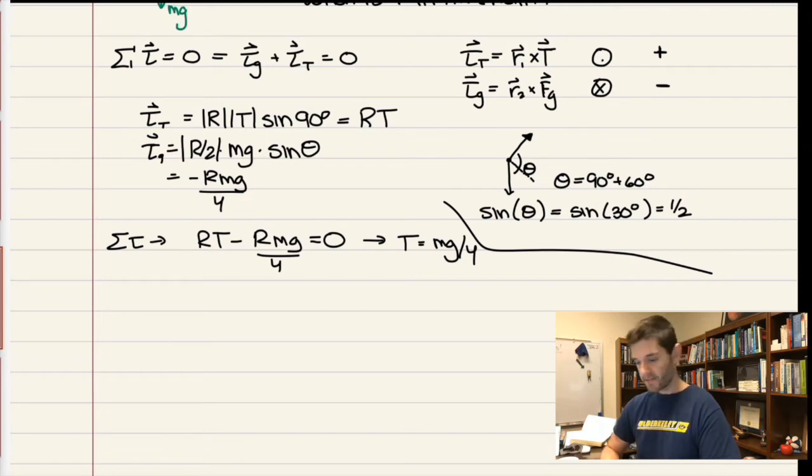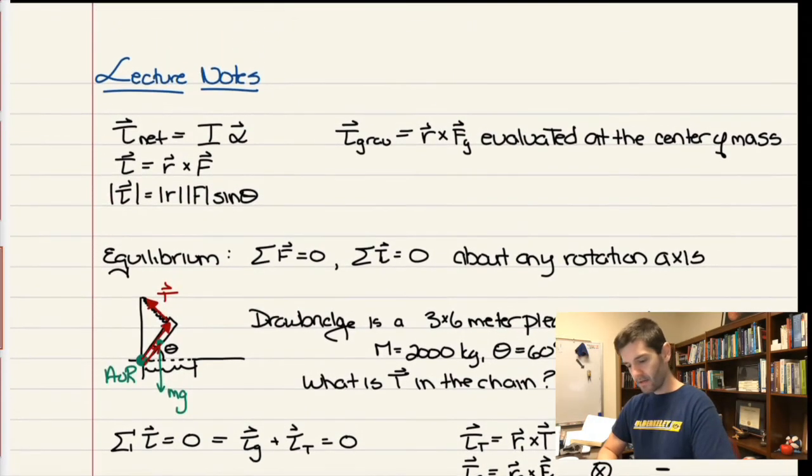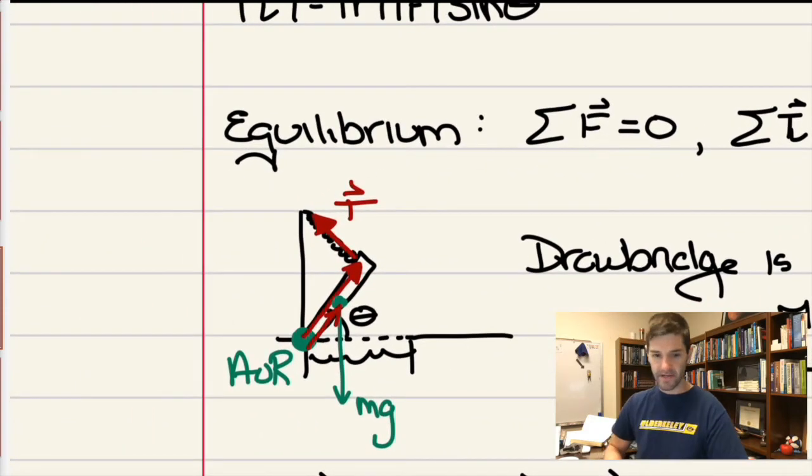Now I could ask, let's go back up to the drawing. I could ask, suppose the chain breaks and the drawbridge begins to swing down. What direction does the angular acceleration and angular velocity eventually point? Because again, we want to work on our intuition for how these angles and these vectors describe the motion.